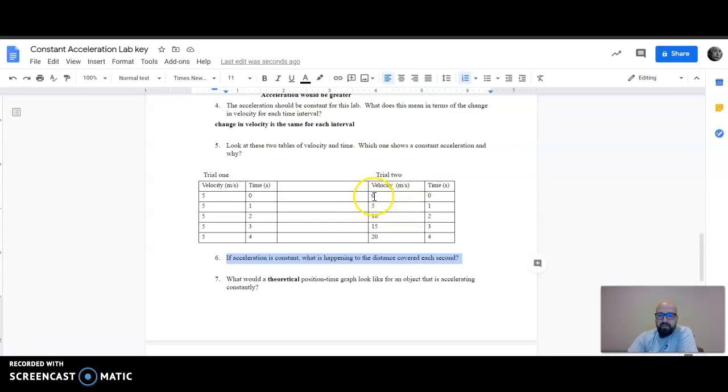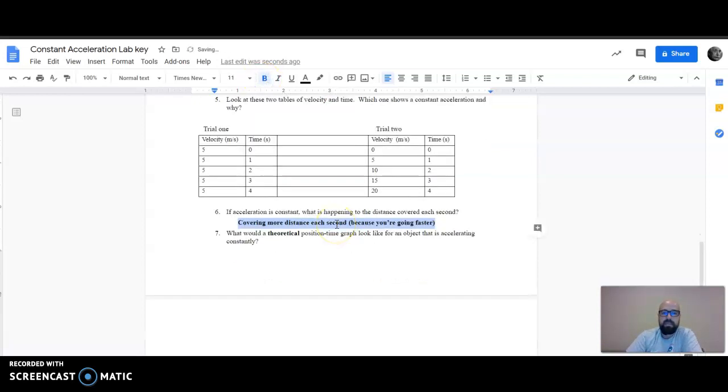So if acceleration is constant, it means I'm going faster and faster. So that means that in terms of distance, I'm covering more distance each time interval or each second. And so the reasoning behind that is because you're going faster. So that helps you hopefully understand that. We've talked about that several times in class.